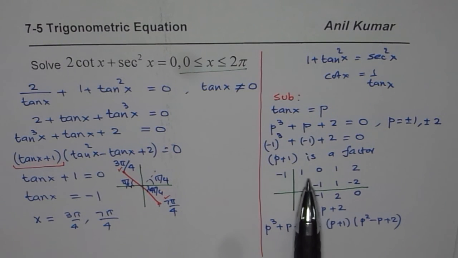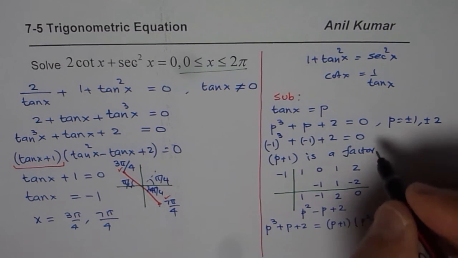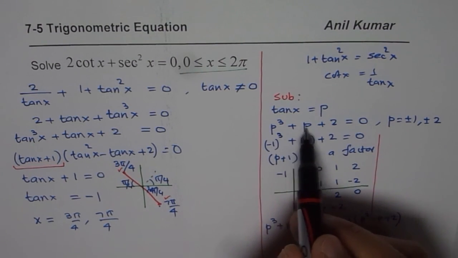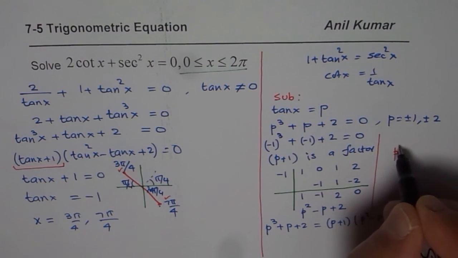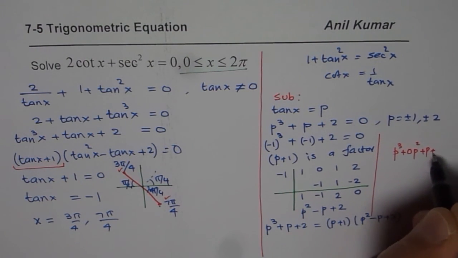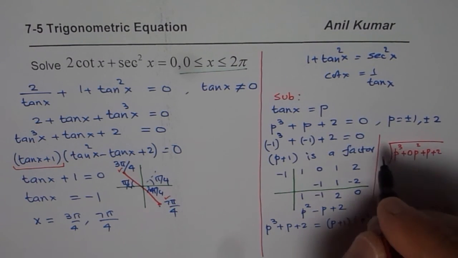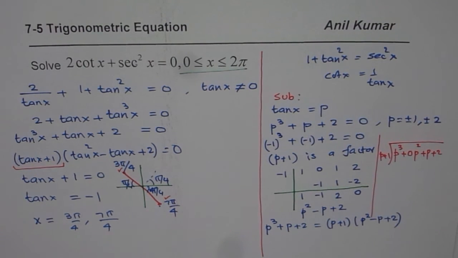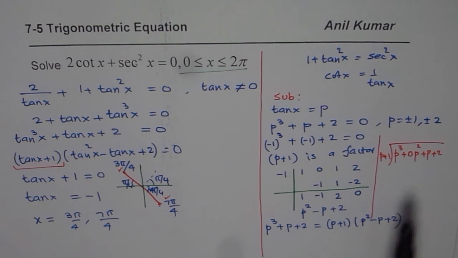So, some of you who do not understand synthetic division can actually do long division also. But remember that when you divide, don't forget to introduce 0. I mean, you should write p cube plus 0 p square plus p plus 2, divide all this by p plus 1, right? That is how you have to do it, and you'll get the same answer, correct? So that is the solution for this question.